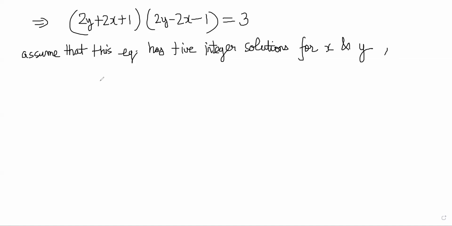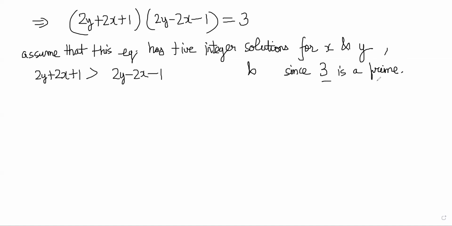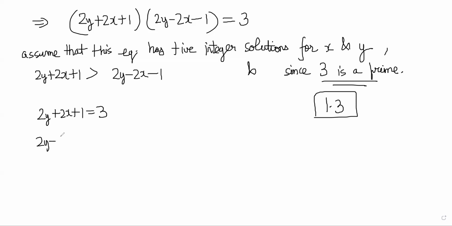If you assume this, then obviously 2y plus 2x plus 1 is greater than 2y minus 2x minus 1 if x and y are both positive integers. And since 3 is a prime, the only way 3 can be written as a product of two positive integers is 1 into 3, right? There is no other factorization for 3. So therefore, the larger integer here must be 3. So you have 2y plus 2x plus 1 is equal to 3. And 2y minus 2x minus 1 should be 1, right?